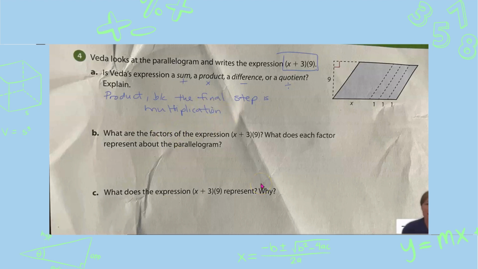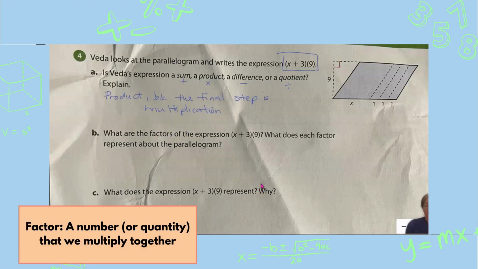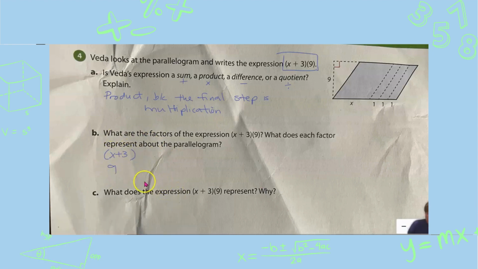So what are the factors of the expression x plus 3 times 9? What does each factor represent about the parallelogram? Factors are just something that we multiply together. So our first factor would be x plus 3, and our second factor would be 9.